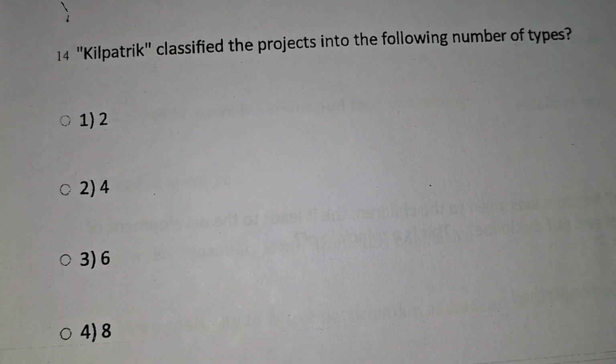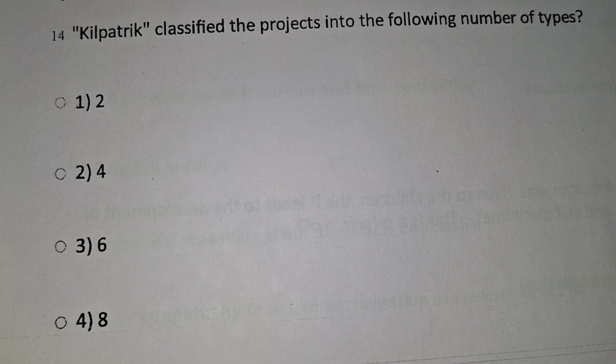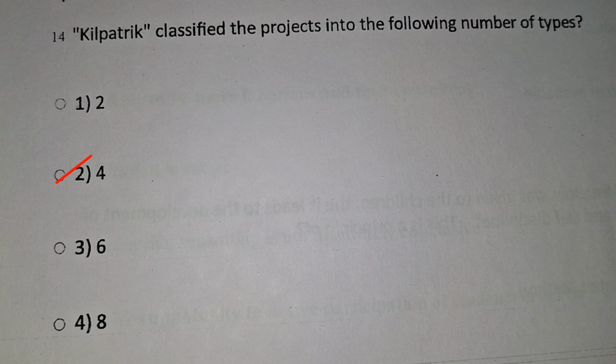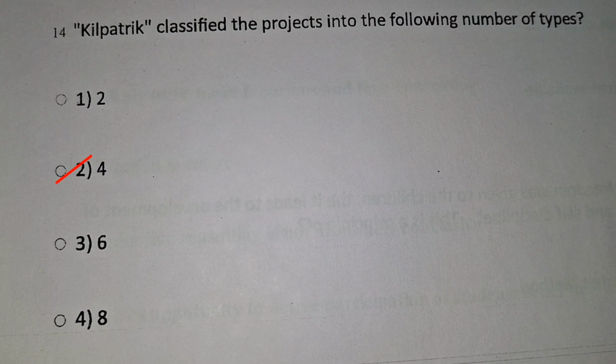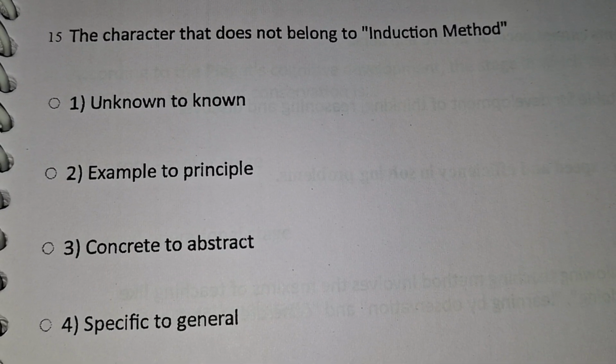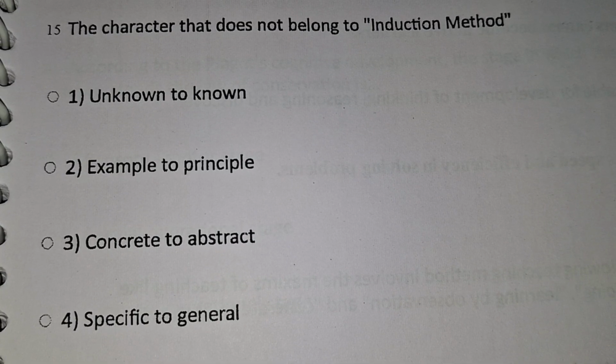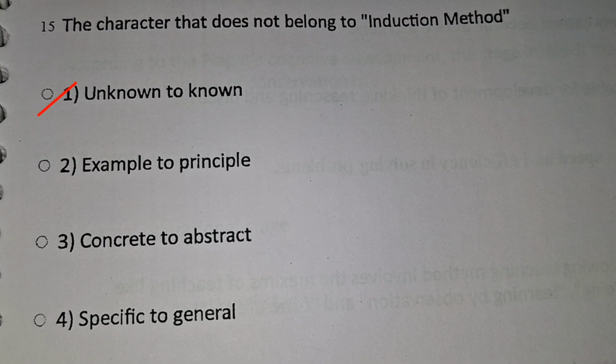Next one, Kilpatrick classified the projects into the following number of types. Kilpatrick classified projects into 4 types: constructive project, aesthetic project, problem solving project, drill project. Next one, the character that does not belong to inductive method. Unknown to known, example to principle, concrete to abstract, specific to general. The answer is unknown to known.